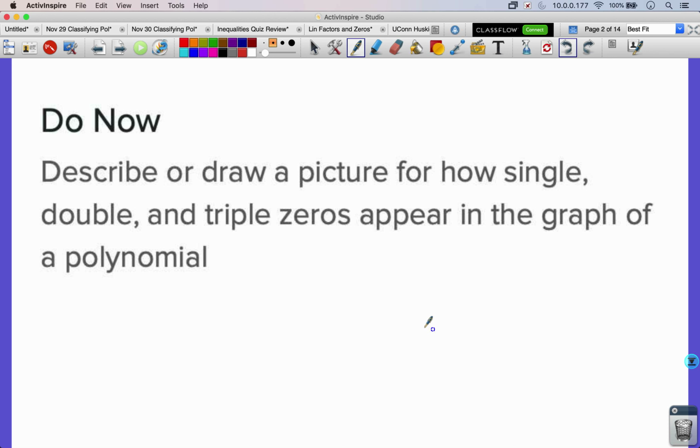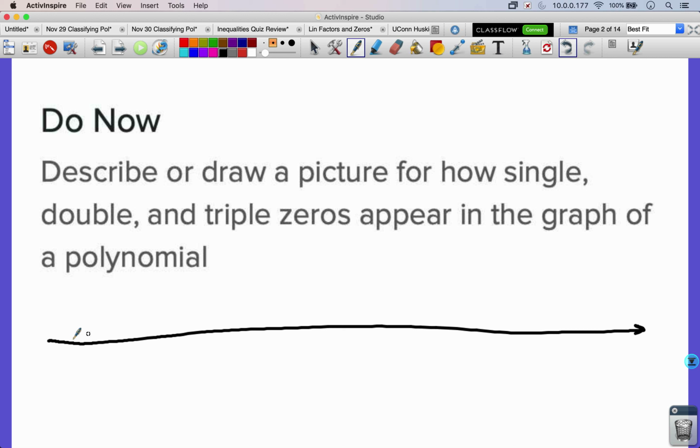Describe or draw a picture of how a single, double, or triple zero appears in the graph of a polynomial. So I'm going to draw my x-axis, because a zero is specifically when the y value is 0 and we're crossing the x-axis. Here's my y-axis. A single zero just crosses the x-axis. It doesn't do anything special at the x-axis. It's just following some trajectory and just happens to cross.